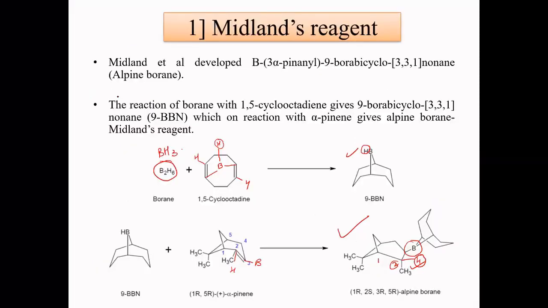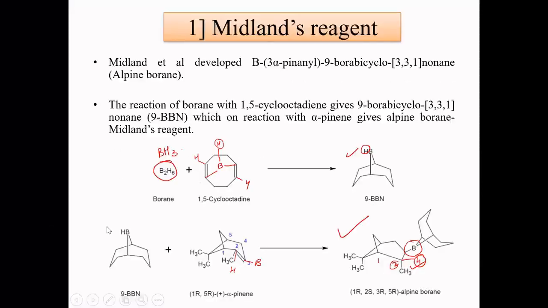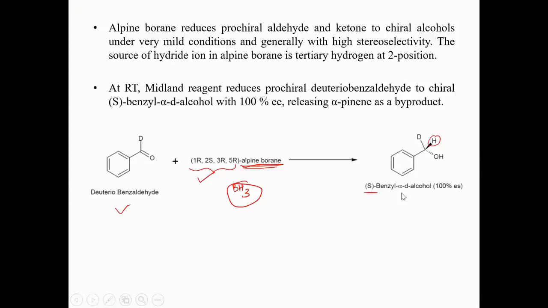This alpine borane is giving me the formation of S alcohol. If I want R alcohol, what will you do? Whose configuration will you change? Alpine borane, alpha pinene which was used. Which one did we use? 1R 5R. Instead of this, use 1S 5S. As this changes, here I will get the R product with 100% enantiomeric excess.